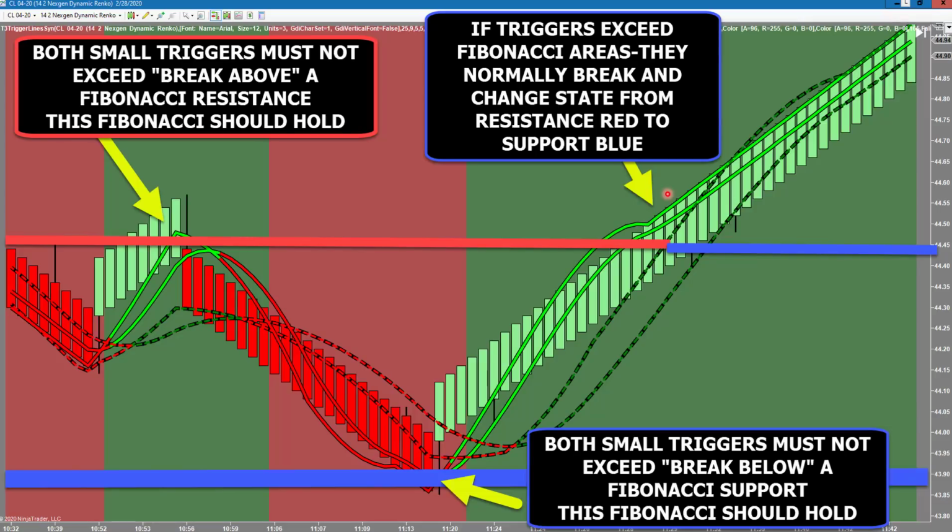And you're going to also see where you're going to get to a Fibonacci resistance and the triggers are going to exceed the resistance. Normally, this is going to cause the market to continue past the Fib. So if the triggers don't exceed it, it'll hold. If the triggers do exceed it, it may break. And if it does, support and resistance will change state. So if it was resistance and it breaks above by a couple bars, it'll turn into support. And if the triggers are going up, you know what to do at support, don't you?